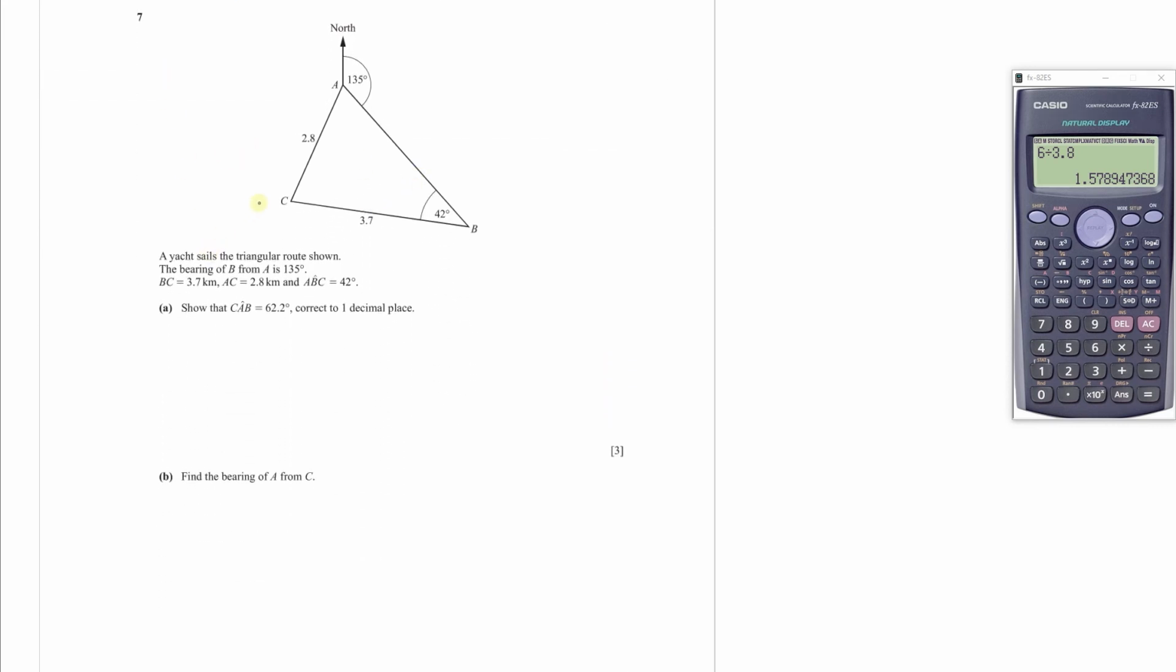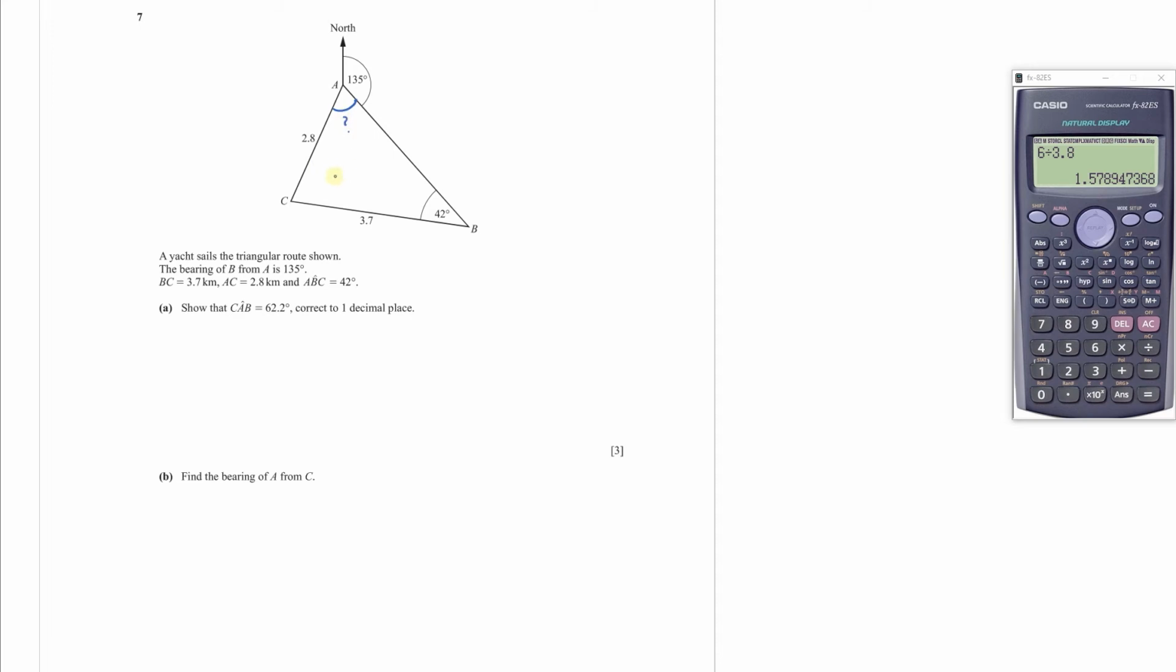Question 7 is a yacht sails the triangular route shown. The bearing of B from A is 135 degrees. The length BC is 3.7 kilometers, AC is 2.8 kilometers, and angle ABC is 42 degrees. Part A is show that angle CAB is 62.2 degrees correct to one decimal place. So CAB is this angle, and we have to show that this is equal to 62.2 degrees. We know this angle in this triangle ABC, and we know the opposite side length as well.